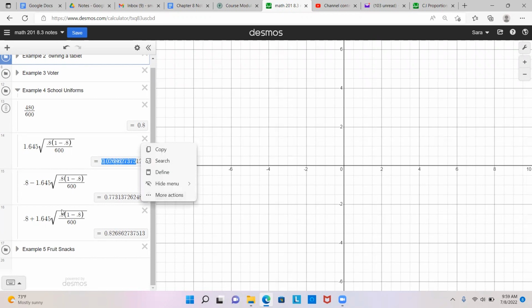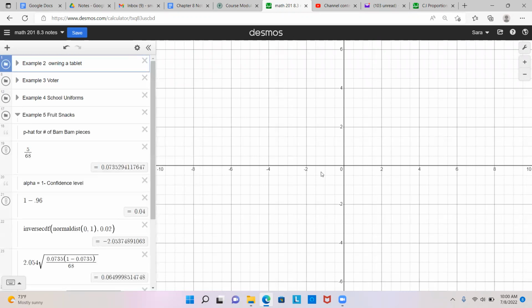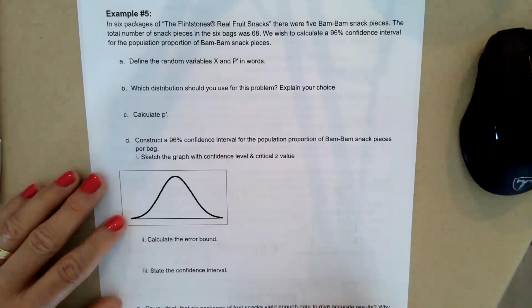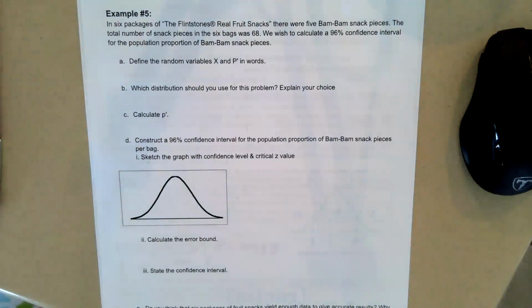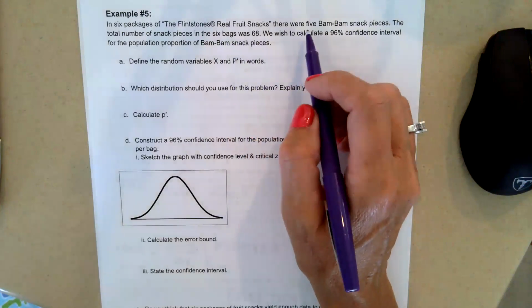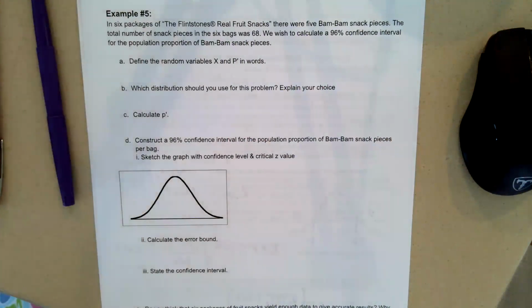Okay, let's try one more together. The next one is over fruit snacks. So it says, in 6 packages of the Flintstones real fruit snacks, there were 5 Bam Bam snack pieces. The total number of snack pieces in the 6 bags was 68. We wish to calculate a 96% confidence interval for the population proportion of Bam Bam snack pieces. Define X, P hat.